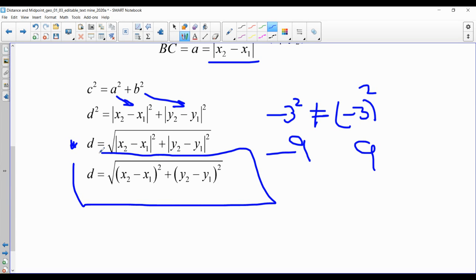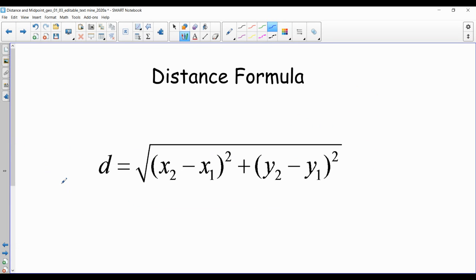This is the distance formula. This you have to memorize. I just went through the steps of how we obtained the distance formula from the Pythagorean theorem. Distance formula, d equals the square root of x2 minus x1 squared plus y2 minus y1 squared.